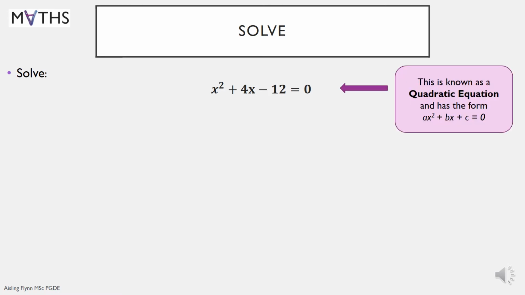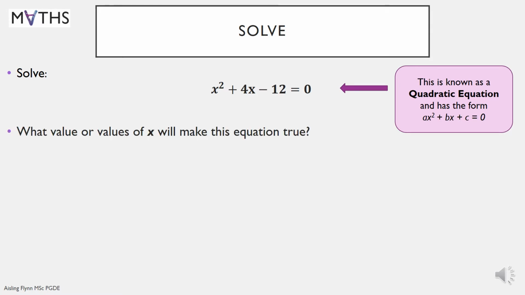This is known as a quadratic equation. It has the form of ax squared plus bx plus c equals 0. We've seen something similar before, but this time we have equals 0. It is an equation, left equals right.